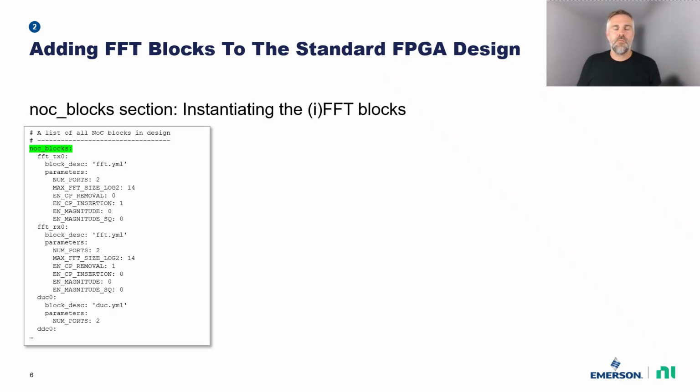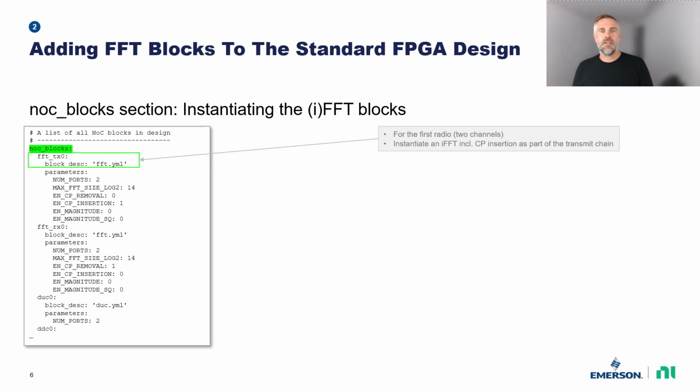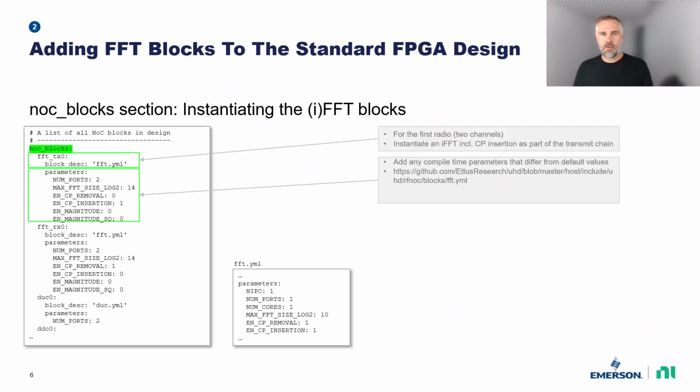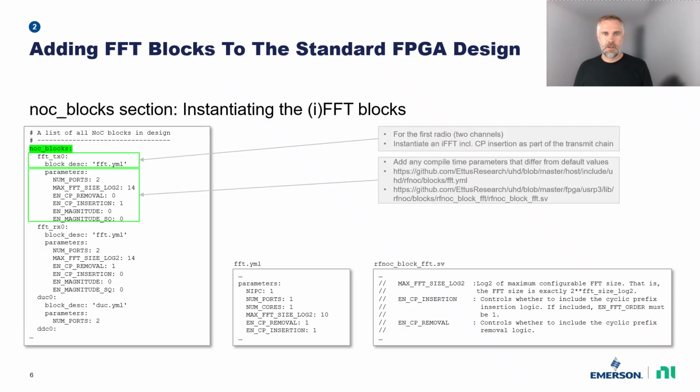In the second step, we add the FFT blocks within the block section. Note that the same block can be configured at runtime to act as an FFT or as an IFFT. First, let's instantiate a 2-channel FFT block with cyclic prefix insertion capabilities for the first 2 transmit channels. Then let's add any compile time parameters that we want to change from the default values. Those default values can be found in the block description file.